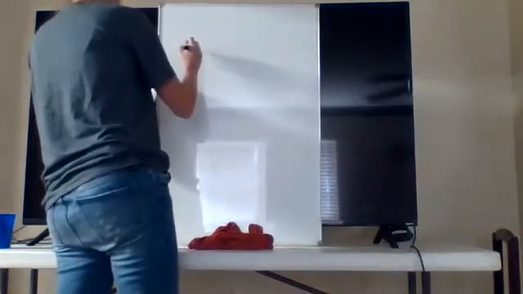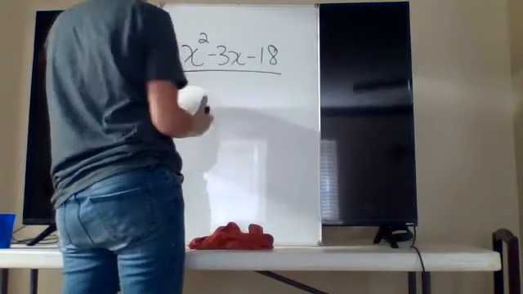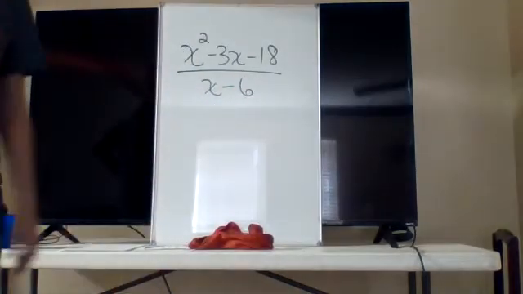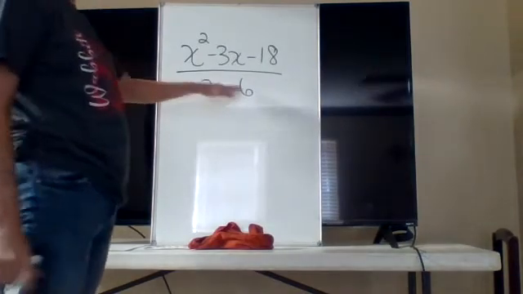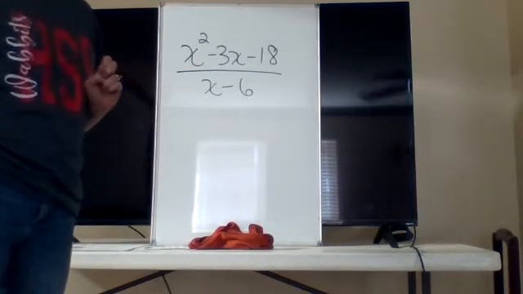Okay, 5.8, so all of that was on factoring. What we're going to do in 5.8 is we're going to do division of polynomials. Okay, so let's think about this. On number 1, you have x squared minus 3x minus 18, and you're going to divide that by x minus 6. Okay, so we're going to do this by what's called the long division method.